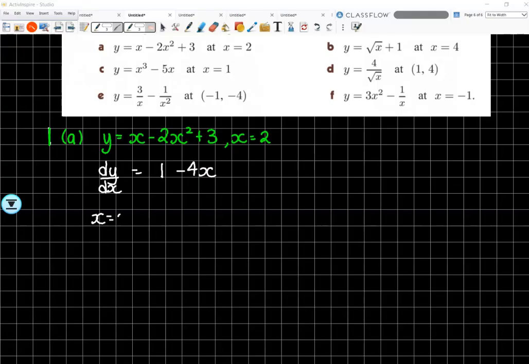So we say when x is 2, dy by dx, 4 times 2 is 8. 1 take 8 is minus 7. So huzzah, we've got the slope. Halfway there. We now want the point. We've got x is 2. Oh, I don't have a y value. If only there was something there that said, oh, y equals this.